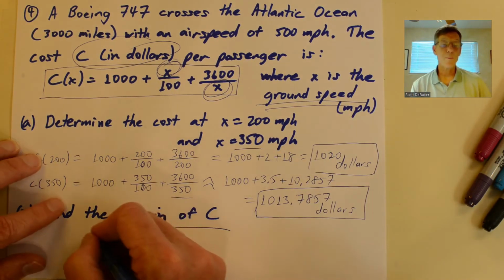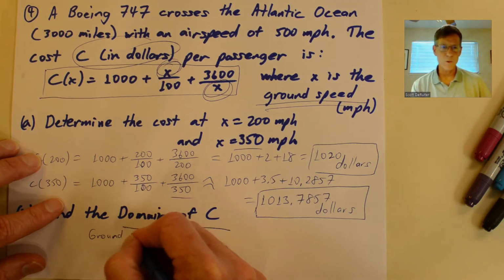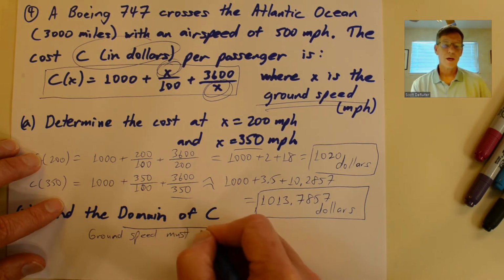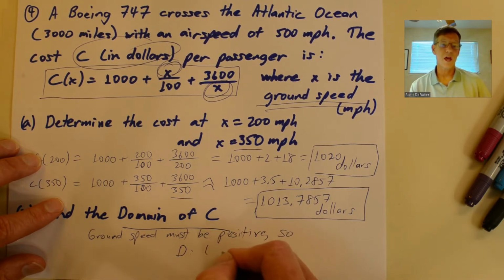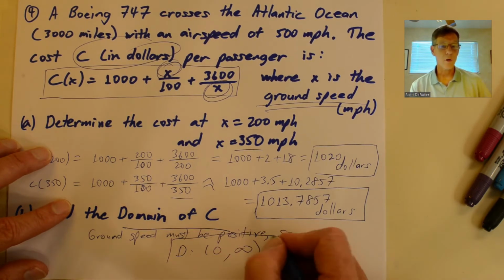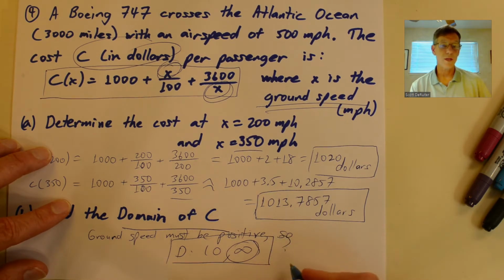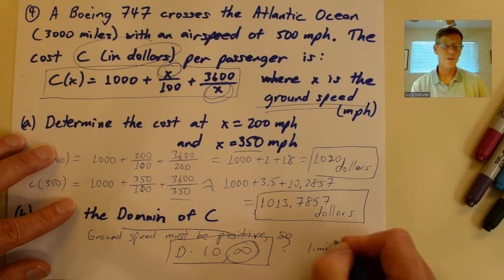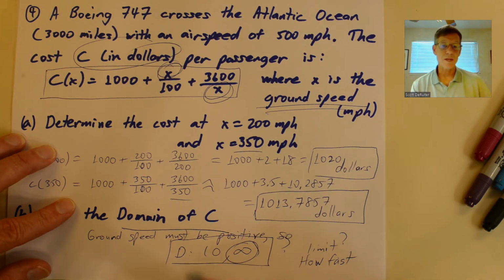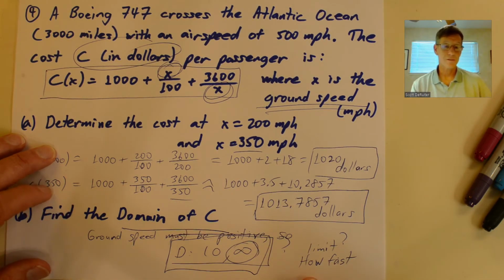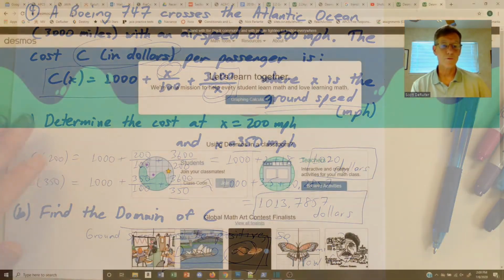If we're looking at the domain, we want to think of what's reasonable for the ground speed. I don't think we want to use a ground speed of 0, and we also probably want to make sure that it's not negative. So we might start with a domain of 0 to infinity, and we could even talk about that infinity. What's a reasonable maximum ground speed for a plane? It might be something less, but we might start with 0 to infinity.